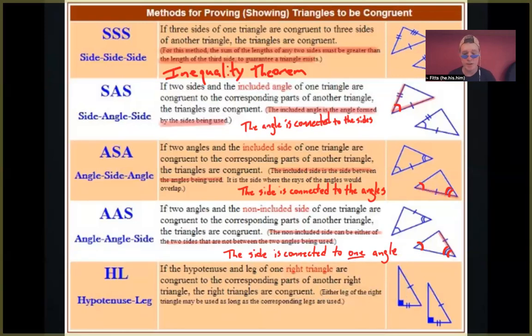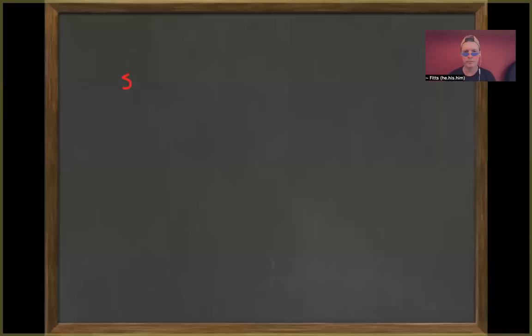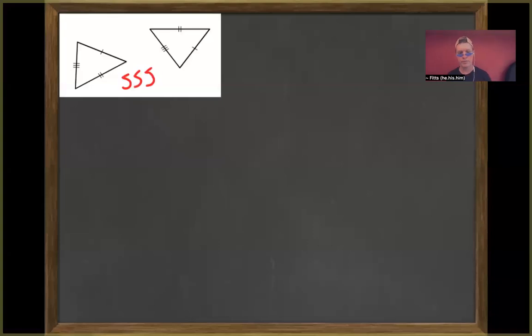So we're going to look at some examples. So let's take a look. First one, side, side, side. If I have these two triangles and they're marked like this, so this side is congruent to this side, and this side is congruent to this side, then it's side, side, side. There you go. Easy peasy, right?